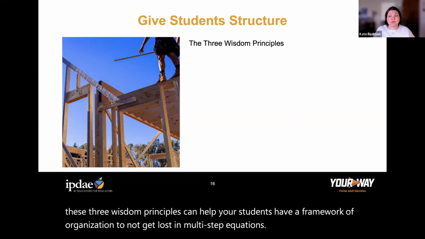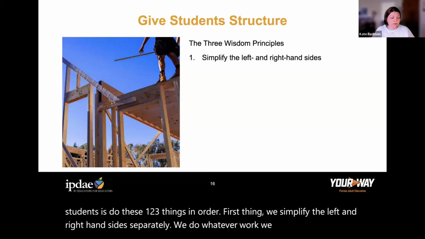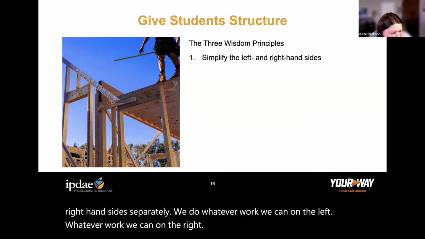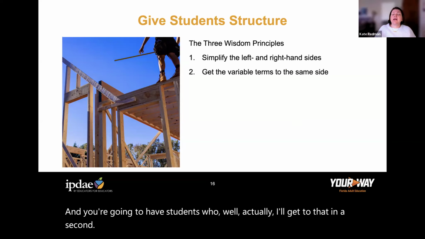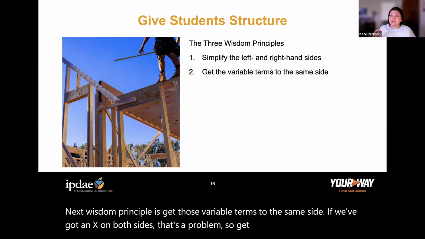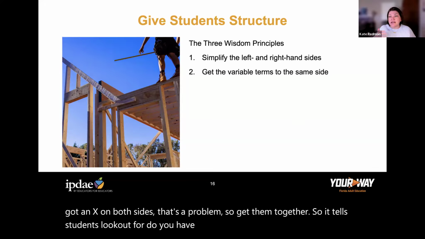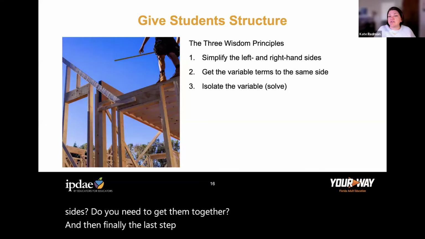So what I tell my students is do these one, two, three things in order. First thing, we simplify the left and right-hand sides separately. We do whatever work we can on the left, whatever work we can on the right. Next wisdom principle is get those variable terms to the same side. If we've got an X on both sides, that's a problem. So get them together. So I tell students, look out for, do you have a problem? Are your X's taking up both sides? Do you need to get them together? And then finally, the last step is that process of isolating the variable using inverses. That's technically the solving part of solving.